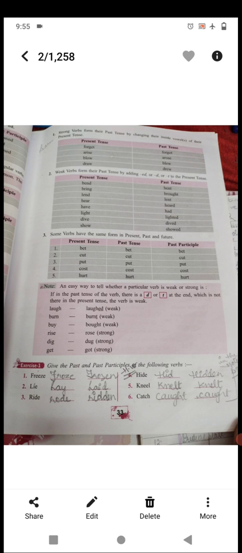Write, past is rode and past participle is ridden.